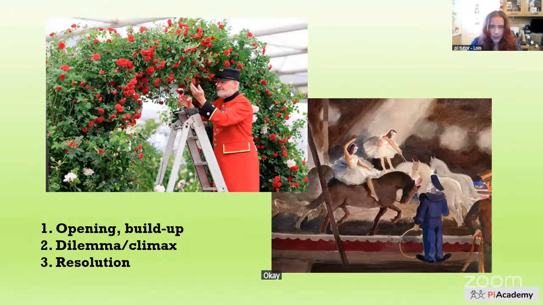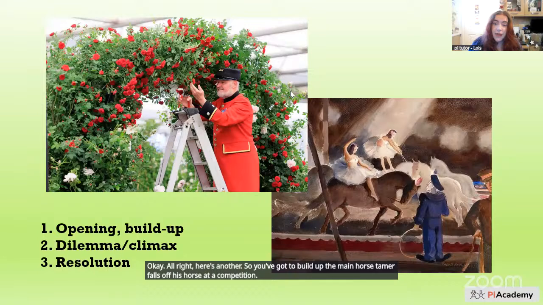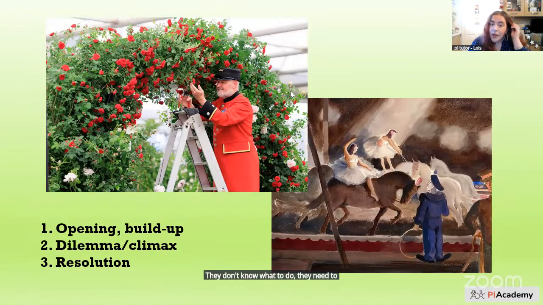Okay. All right, here's another. So you've got to build up the main horse tamer falls off his horse at a competition. They don't know what to do. They need to fill the place with someone. The ballerinas can't do dangerous stuff, so they say no, they won't do it.